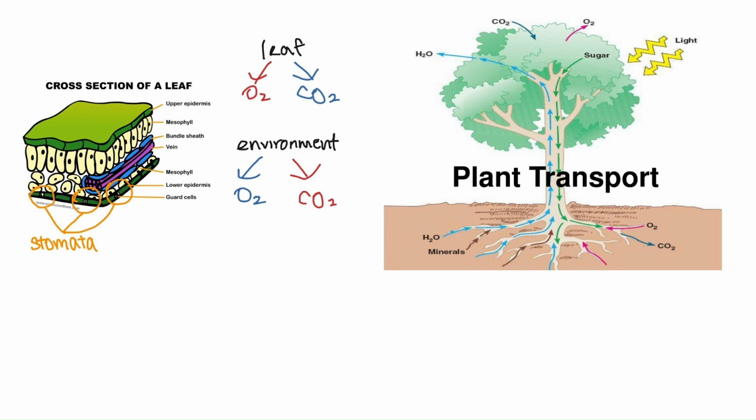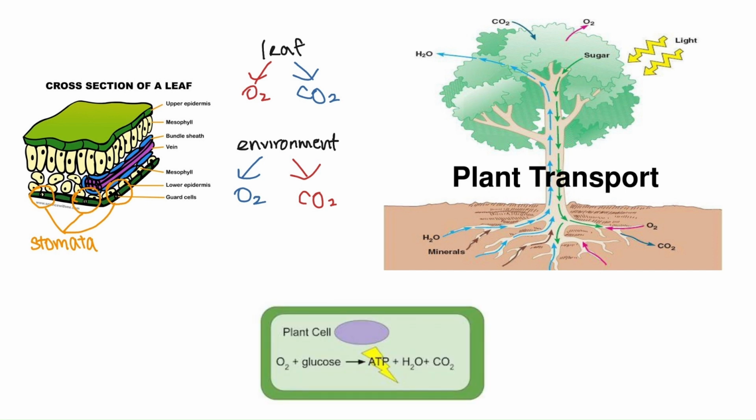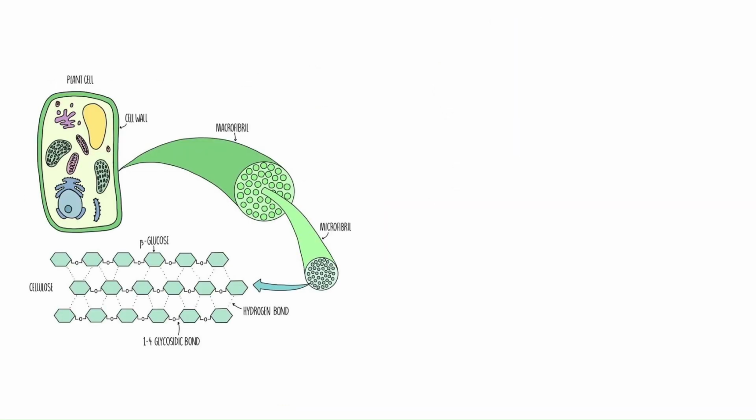Now, glucose is the main reason why photosynthesis is so important. Glucose is used for cellular respiration, a process in which glucose can be broken down to release energy that the plant can use. Additionally, glucose can be used for a plant's growth. It is used to make cellulose, a complex carbohydrate which strengthens and builds plant cell walls.